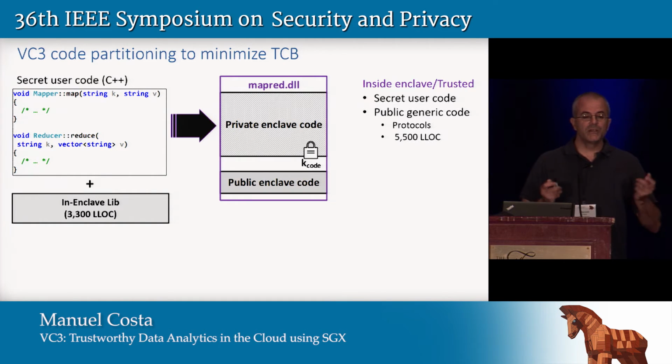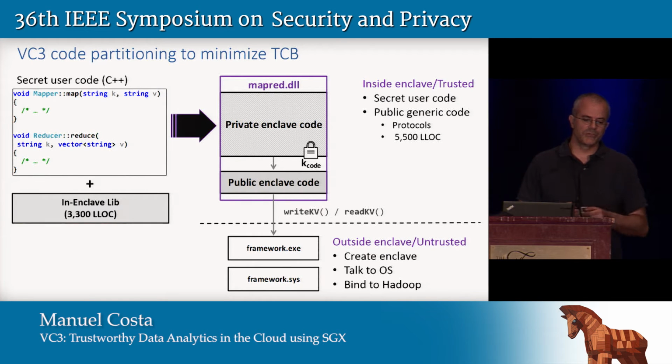And we encrypt this secret code, and we bind it to a small amount of public code that implements our public protocols. And we put all of this in a DLL where the secret code is encrypted. So this is going to be the code that we're going to trust and give access to the data. And overall, we're talking about a few thousand lines of code. So it's a very small amount of trusted code.